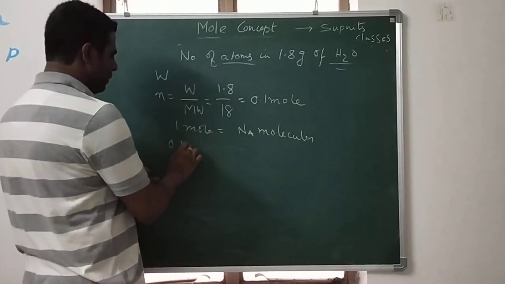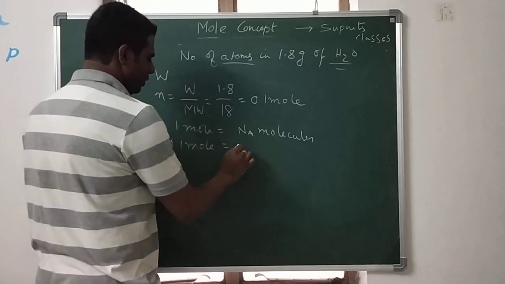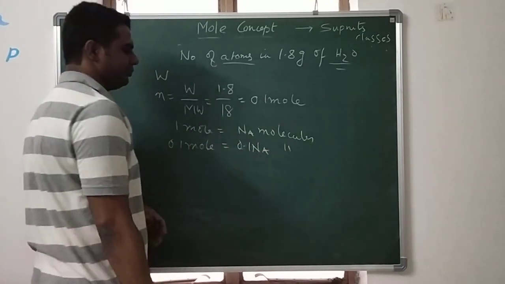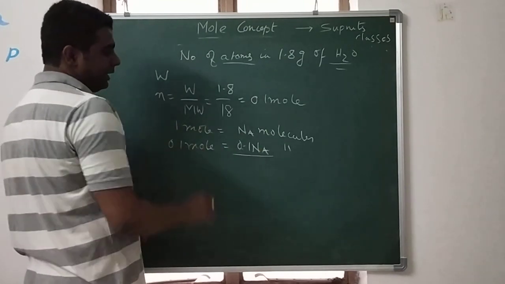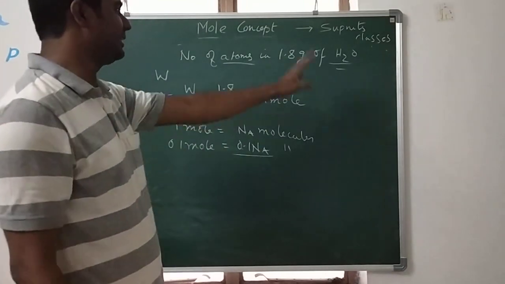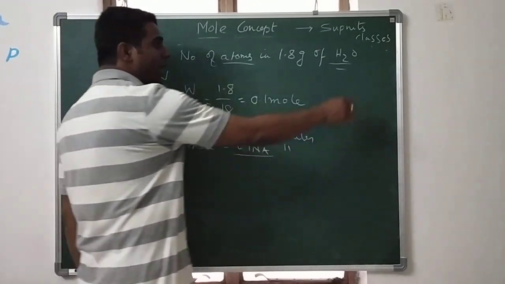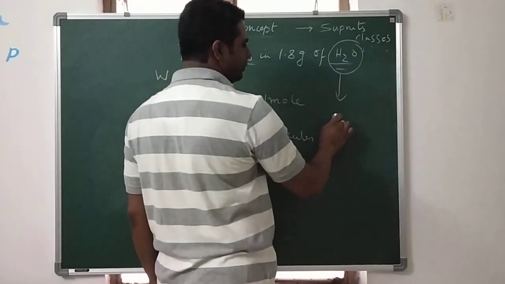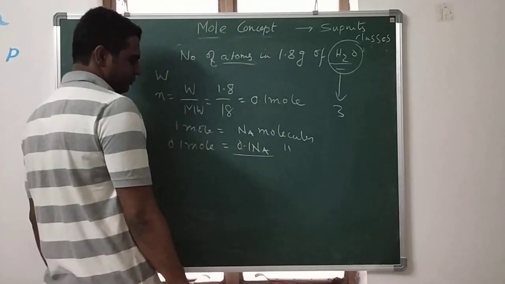Here we have 0.1 mole. So that will be equal to 0.1 into Na molecules. Right? So 0.1 into Na molecules of water is there. So in one water molecule, how many atoms are there? 2 hydrogen atoms and 1 oxygen atom. So number of atoms is 3 total.